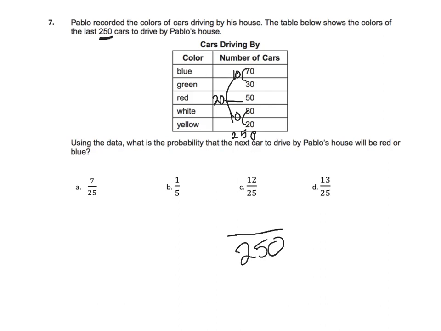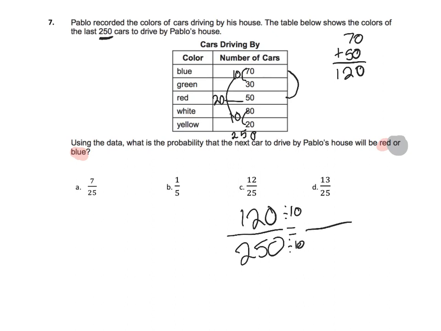Now, it wants us to use red or blue. Okay, this right here is very, very important. Red or blue. So that means we have to add the red and blue together. So 50 plus 70. When we do that, we end up getting 120 as our top number. We can divide each of those by 10 to get 12 over 25. That would be our answer.